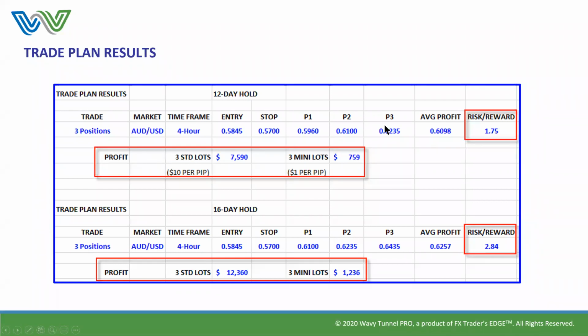If you take your three profit targets, this is your average profit for the first three targets. And to determine your risk reward, all I did was take the average profit and divide that by the stop, the 145 pips. And that gives you your risk reward, 1.75.